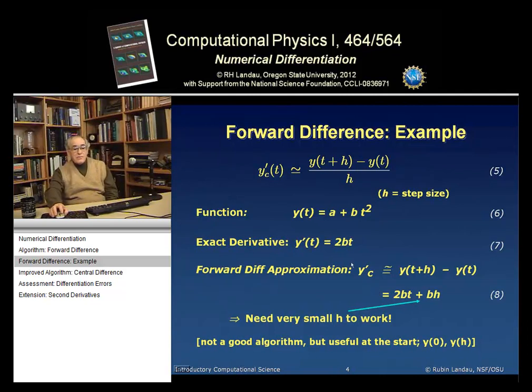So if we actually substitute for this function, y of t, we evaluate it at time t plus h, and we subtract the value of the function at time t, what we get is 2bt plus bh. And 2bt, as we have up here in equation 7, is in fact the correct answer. The bh is an error. That's just what we said. This is a method which has an error that's proportional to h.